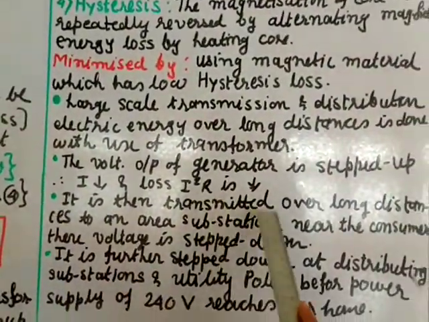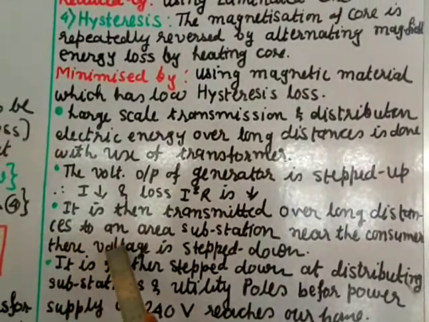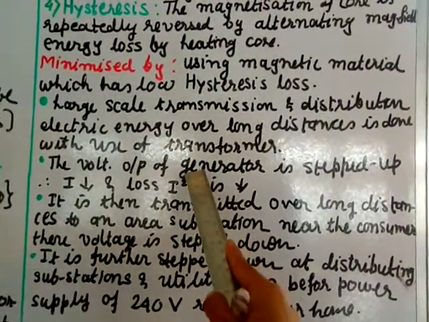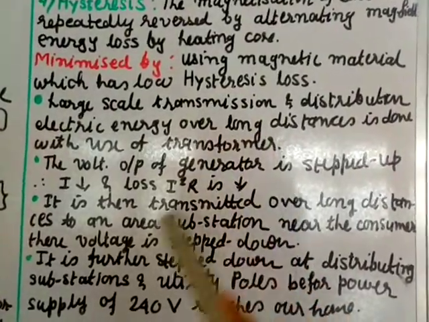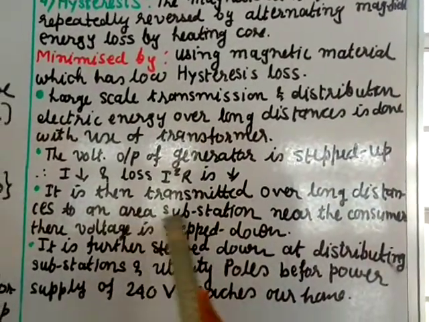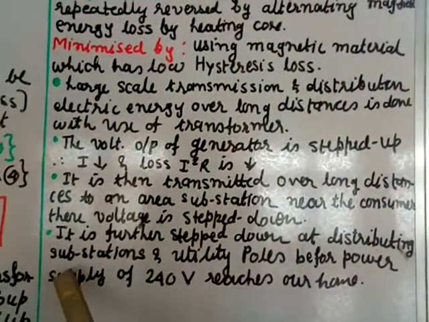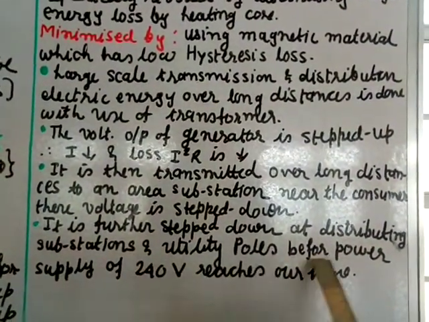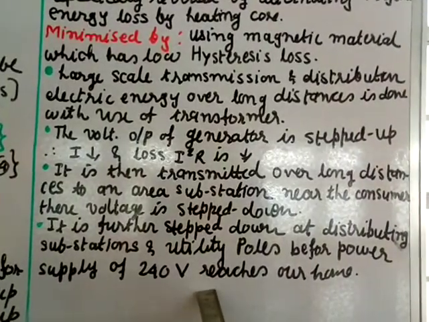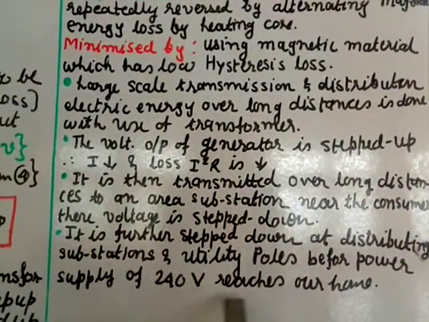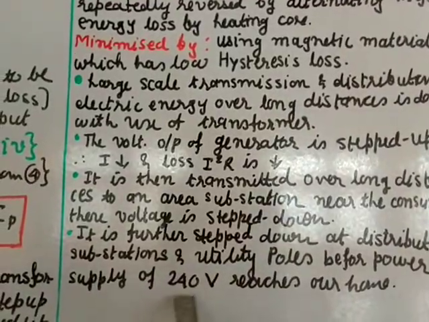It is then transmitted over long distances to the area substation near the consumer. There the voltage is stepped down. Then it is further stepped down at the distributing substation and utility poles before the power supply of 240 volt reaches our home. So before it reaches our home, again it is stepped down, up to 240 volt.